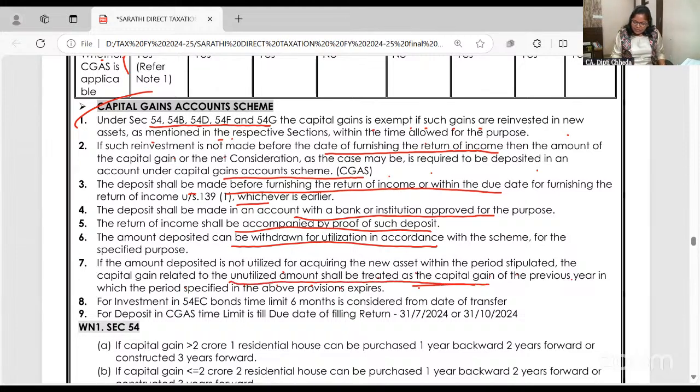Unutilized amount shall be treated as capital gain in the year when the period of 2 years or 3 years expires, and it will become taxable. Because when you kept the amount, we gave you the benefit, right? For investment in 54 EC, time limit is 6 months. And for deposit in CGS, time limit is the due date of filing the return. For this year, it's July 25 or October 25. Such investment should be made before the due date of filing the return.